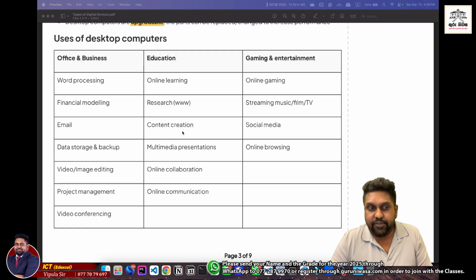So I have seen questions a couple of times on paper where they ask about collaboration, like how a computer allows you to collaborate. So in this case, online collaboration would be one of the primary points, right? So you can actually use the computer to collaborate with multiple users online and work on it.